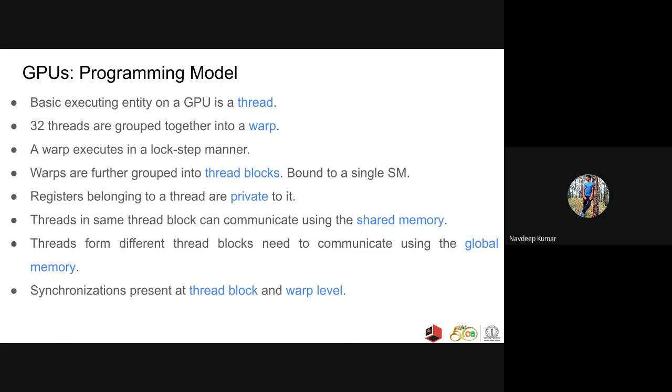Registers belong to a thread and are private to it. No other thread can read a single thread's data. If threads want to communicate, threads in a thread block can communicate using the shared memory, while threads from different thread blocks need to communicate using the global memory. Synchronizations are present at the thread block level and the warp level and can be used by the programmer according to their needs.